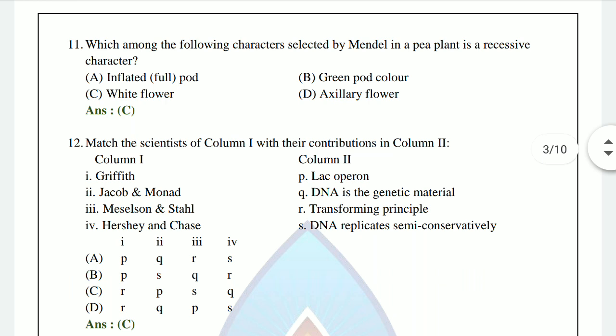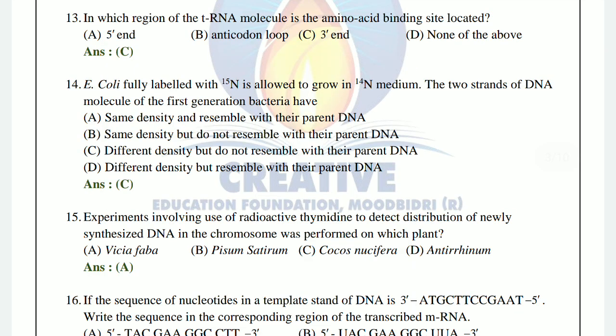12th question, match the scientist in column 1 with their contribution in column 2. The correct option is option C, that is for Griffith it is transforming principle, Jacob and Monod is lac operon, Meselson and Stahl, DNA replicates semi-conservatively, Hershey and Chase, DNA is the genetic material. 13th question, in which region of the tRNA molecule is the amino acid binding site located? Correct option is C, that is 3' end.